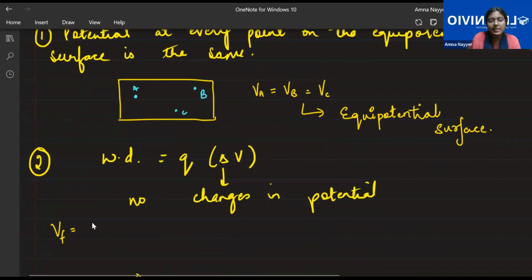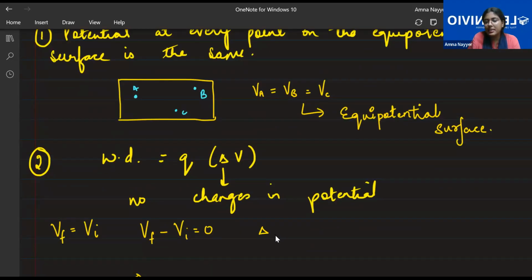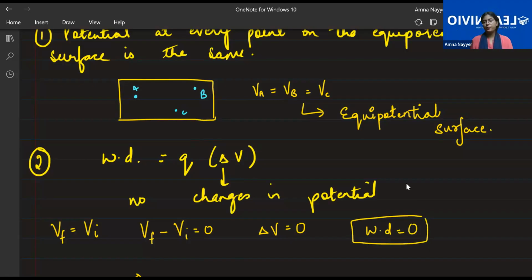V final is equal to V initial. So V final minus V initial is 0. That is, change in potential is 0. You multiply 0 with any charge, whatever charge is given, any of the charges. Straight away, work done will be 0. So class, how is it helpful to you?